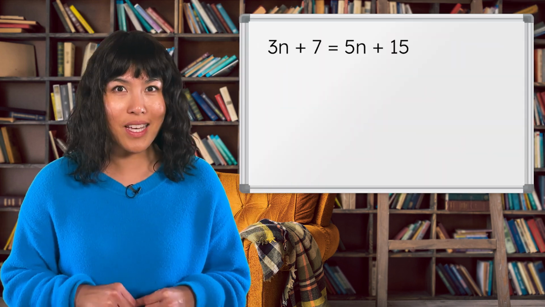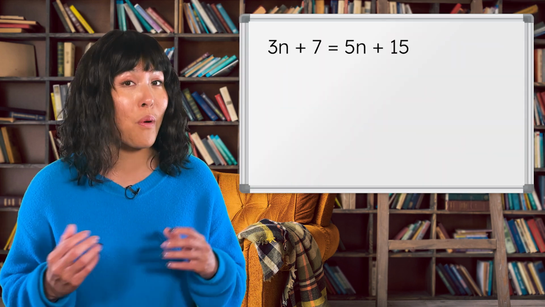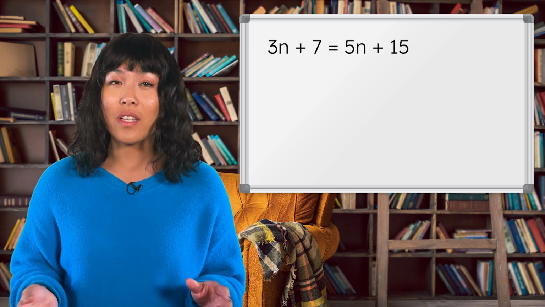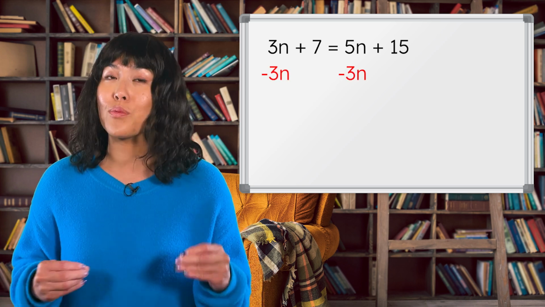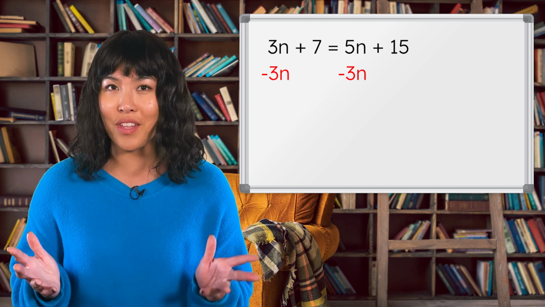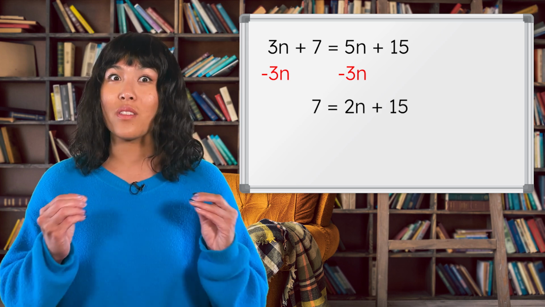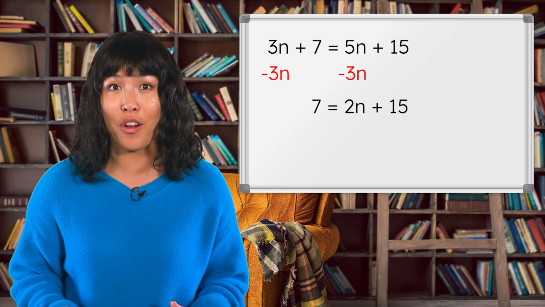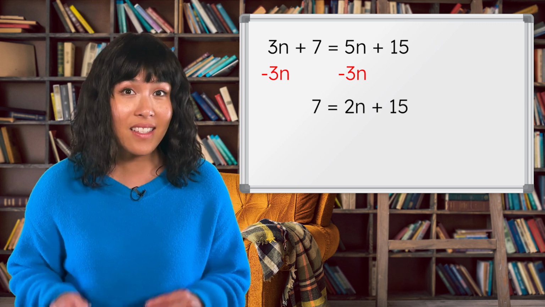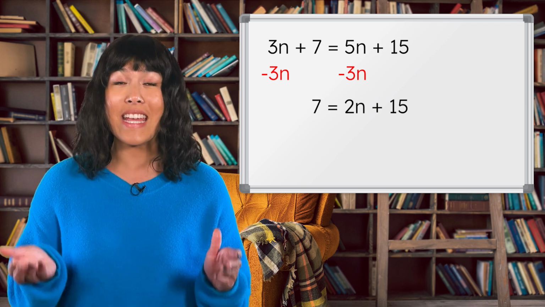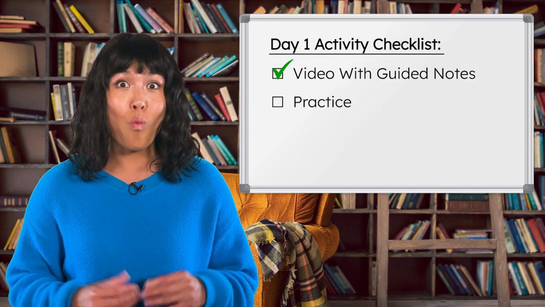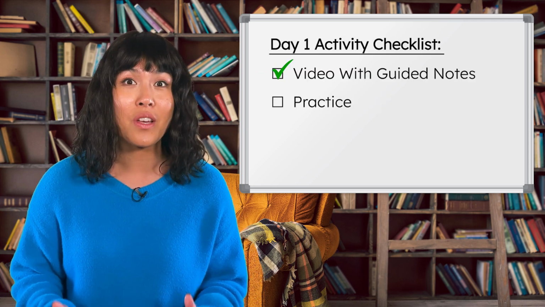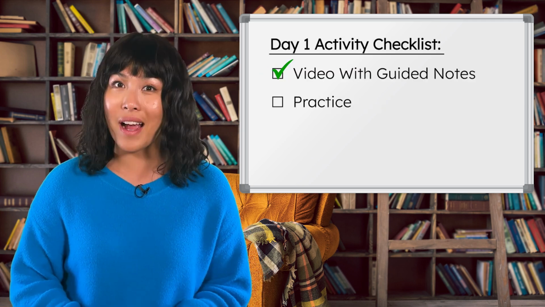Today, we worked with equations that have variables on both sides of the equal sign. We learned that we can eliminate a variable term by adding or subtracting it from both sides of the equation. Then, once there's just one instance of the variable term left, we can isolate it like normal using inverse operations in the reverse order of operations. Once you're finished up with your guided notes, move on to the day 1 practice levels.